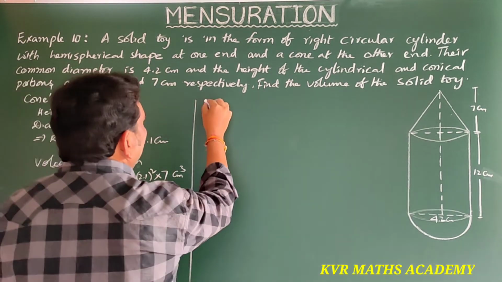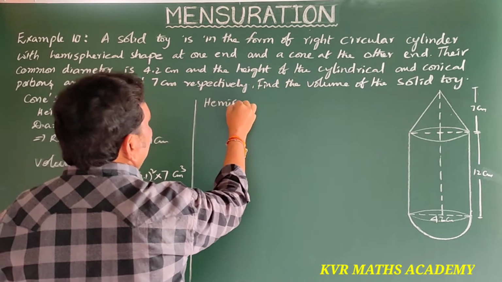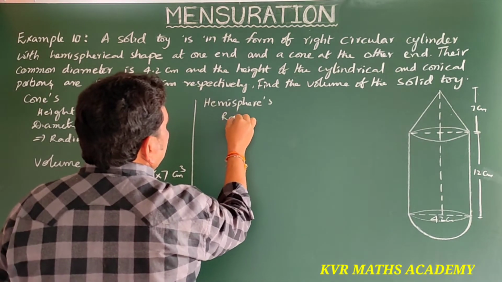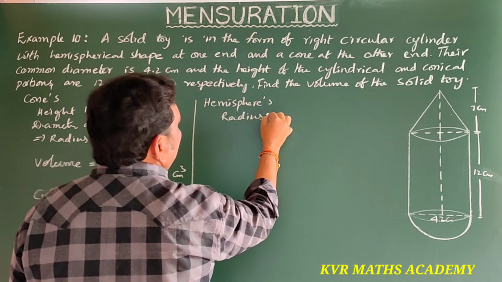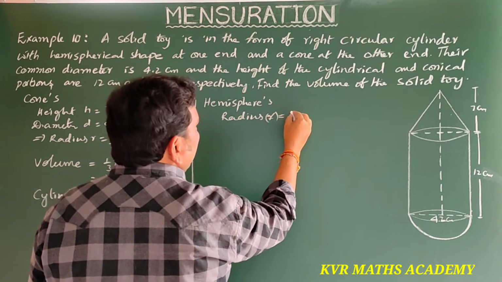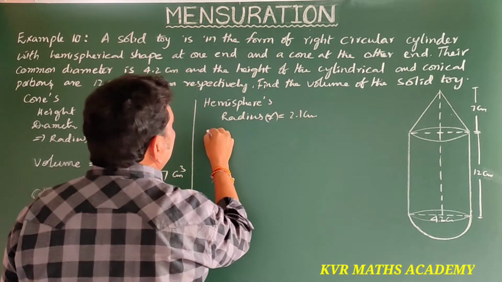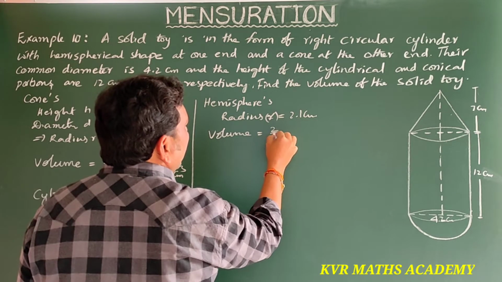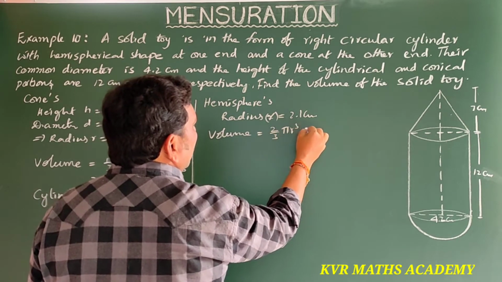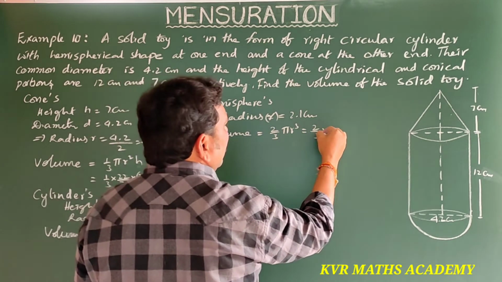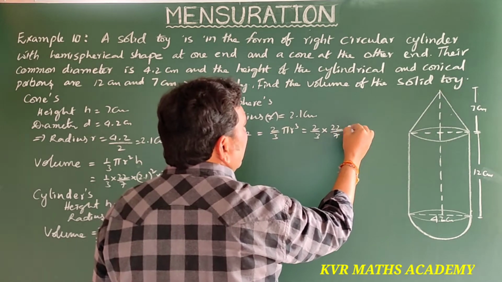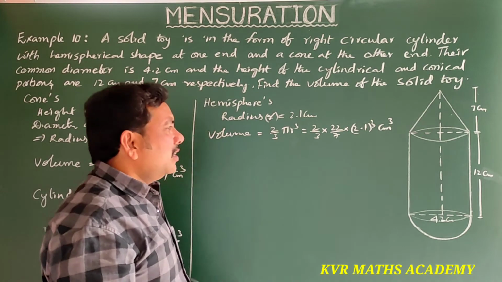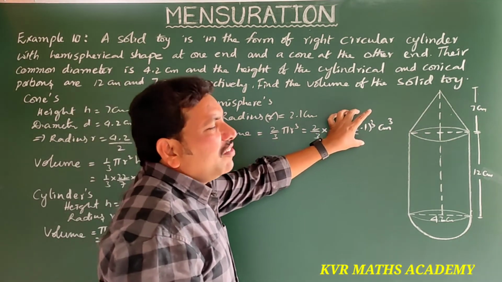Next, the hemisphere. Radius r is equal to 2.1 centimeters. Its volume, what is the formula? 2/3 pi r cube, that is 2 by 3 into 22 by 7 into 2.1 whole cube. This is also centimeter cube. So don't simplify this also.